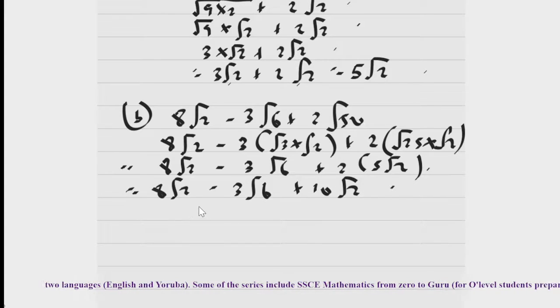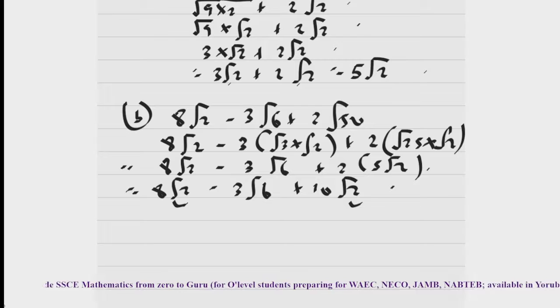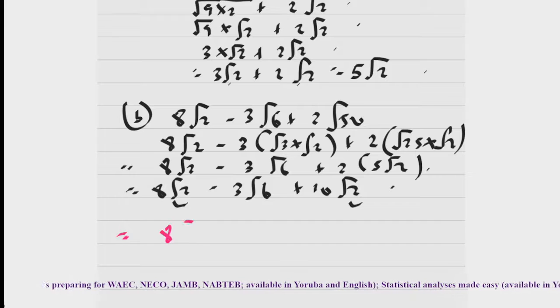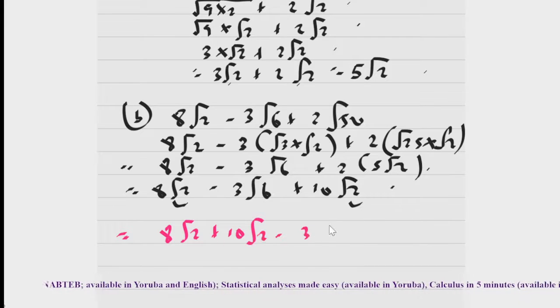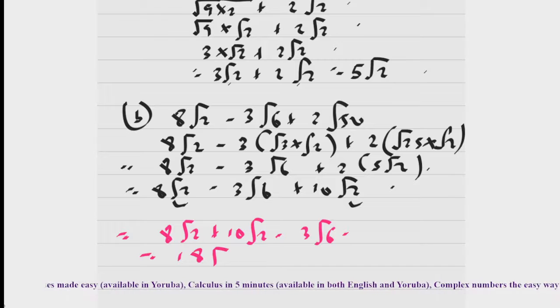So if I were you now, we now collect the like terms. You know this is a term in root 2 and this is also a term in root 2. So if you collect the like terms, we are going to have something of this nature. So that's going to give me what? 8 root 2 plus 10 root 2 minus 3 root 6. So 8 root 2 plus 10 root 2, that will give me 18 root 2.